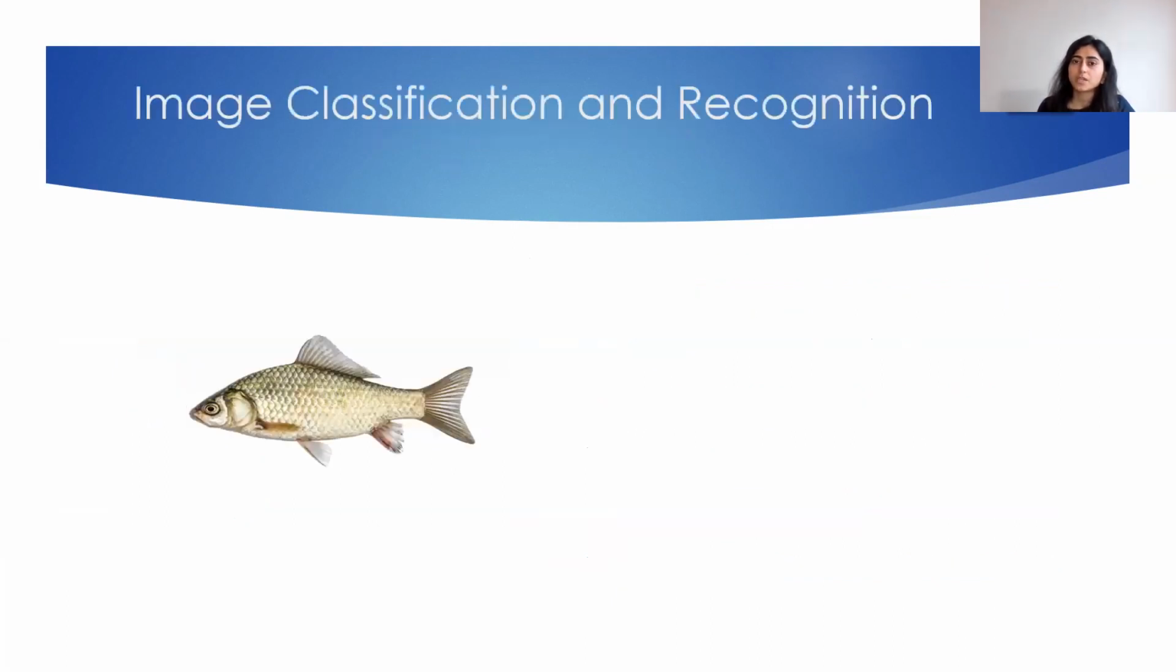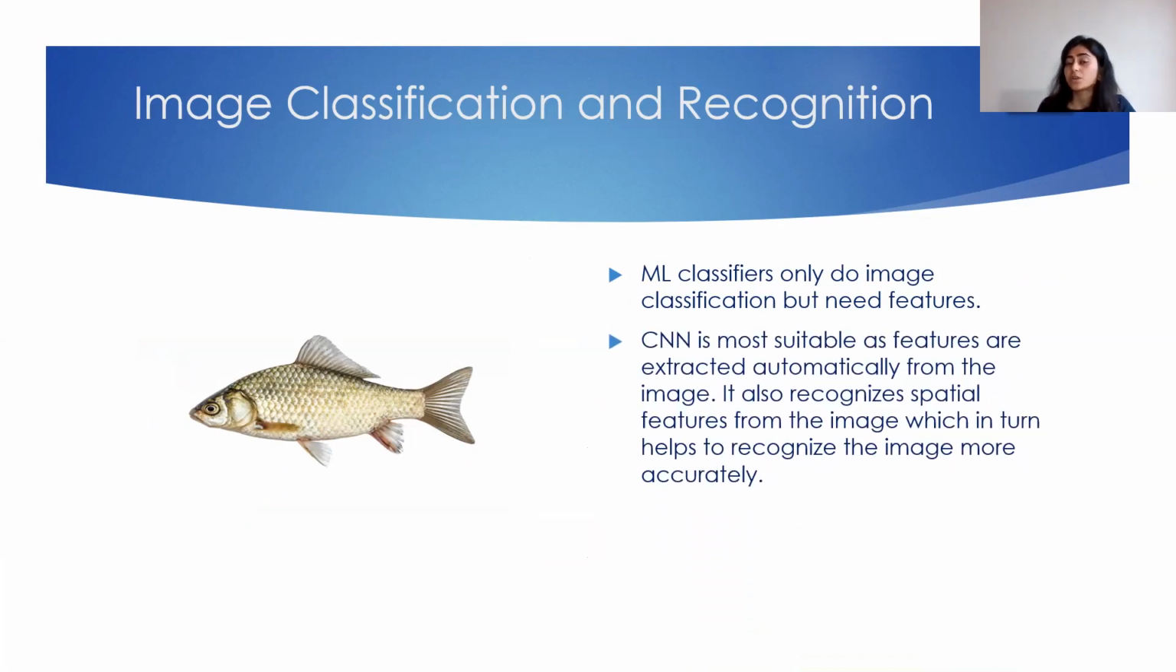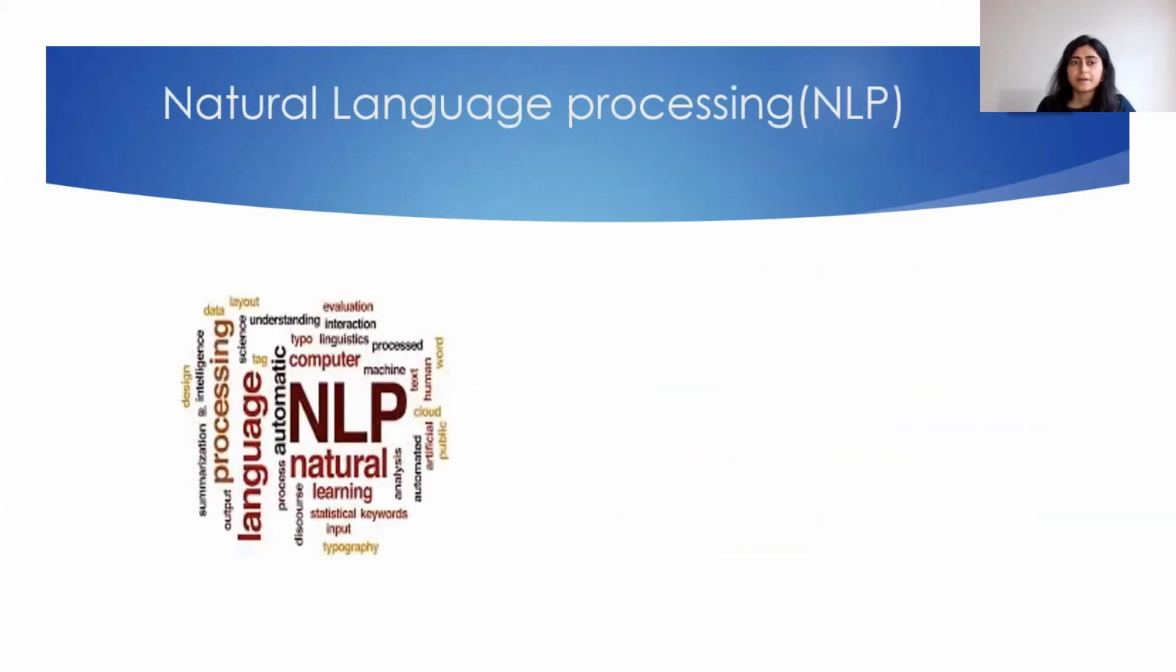If you talk about image classification, again, machine learning classifiers can do image classification, but they need features. But CNN automatically extracts the features from the images and does the classification. Now video is a sequence of images, so we can apply a combination of RNN and CNN for videos also.